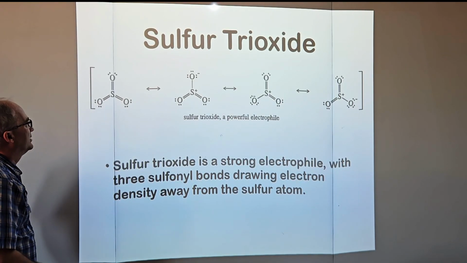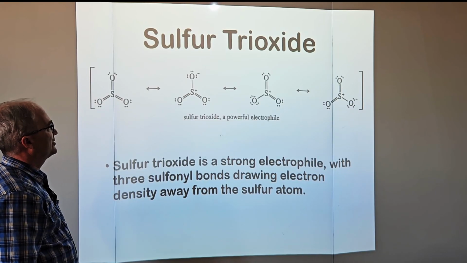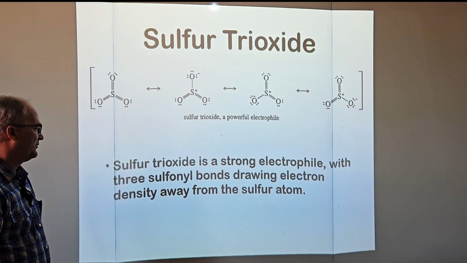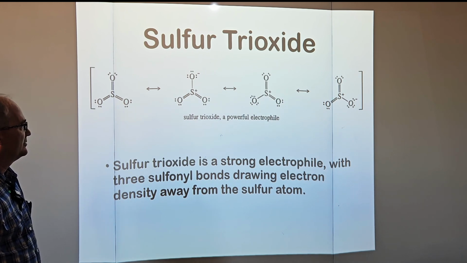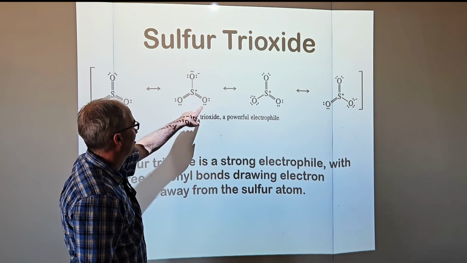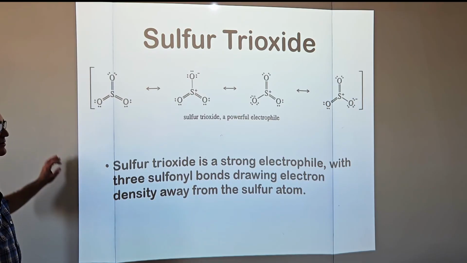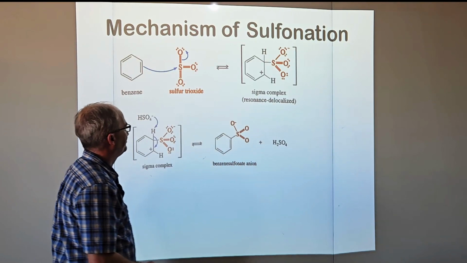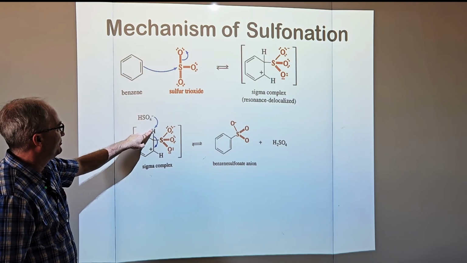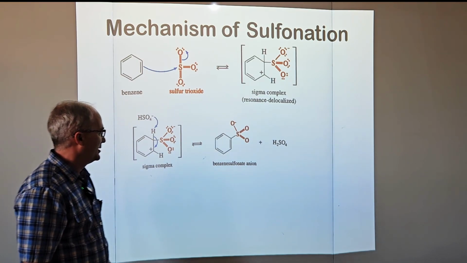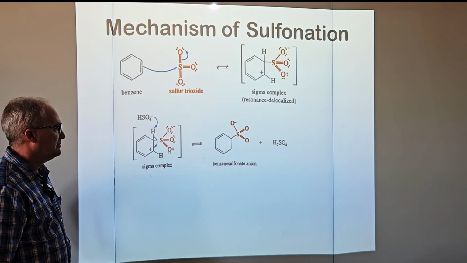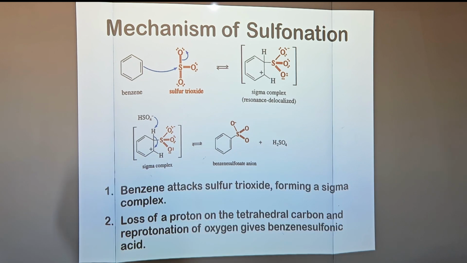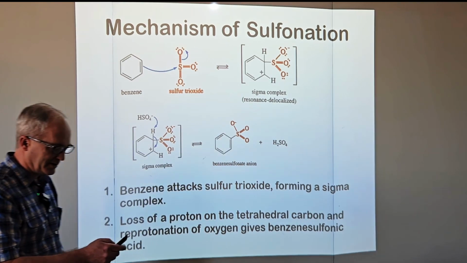So we draw SO3 with no charge as an electrophile. So we have 3 sulfur-oxygen bonds drawing electron density away from the sulfur atom. These 3 oxygens draw electron density away from that. So that is the business end here. Those electrons see that positive charge. We get a sigma complex, and then hydrogen sulfate pulls a proton off, regenerating the double bond, and there's our benzene sulfonate anion. Loss of the proton on the tetrahedral carbon and reprotonation of oxygen gives benzene sulfonic acid once we put one more proton on there.